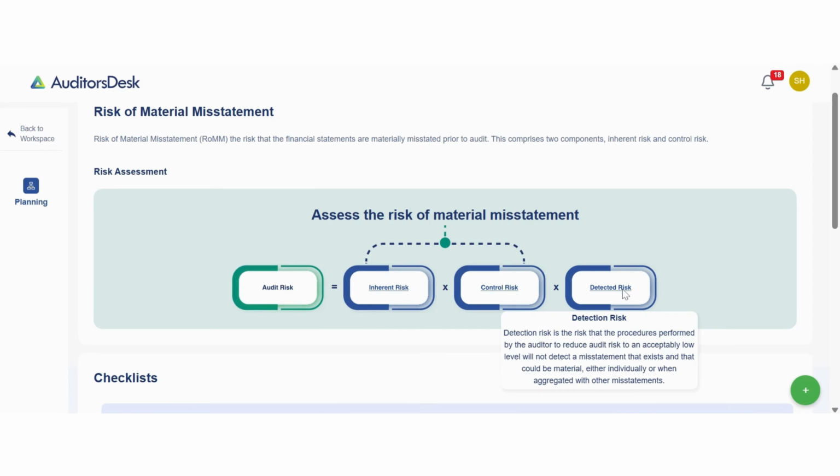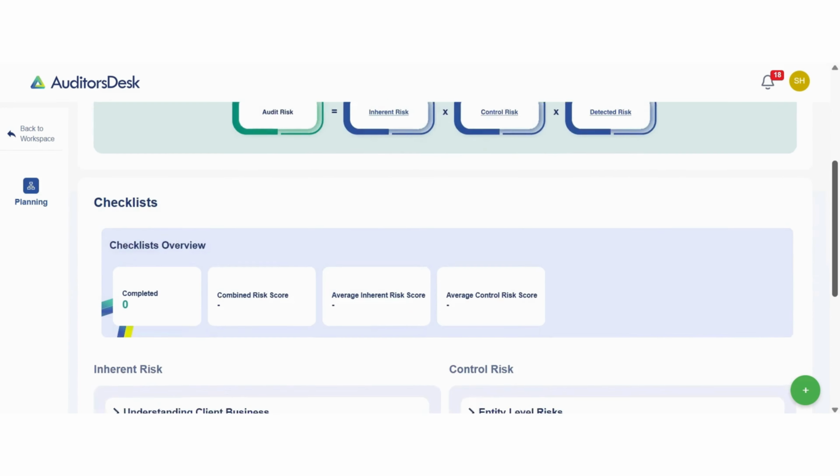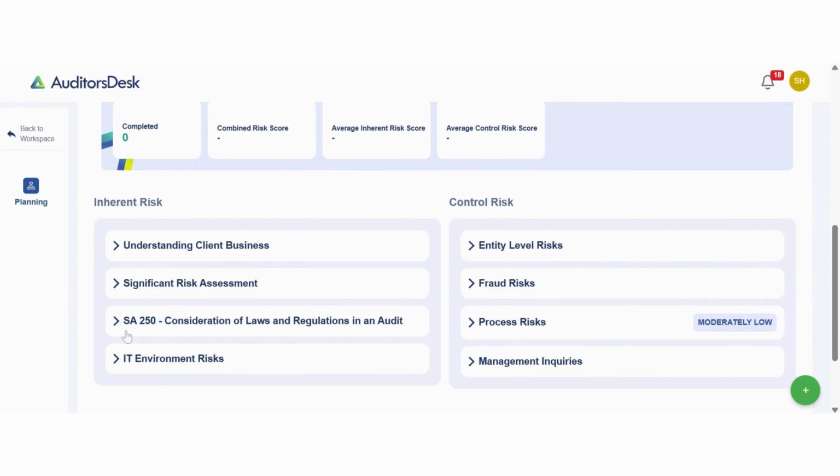3. Detection risk, the risk that the audit procedures performed by us fail to detect a material misstatement that exists in the financial statements. Let's now focus on inherent risk, and within it understanding client business.